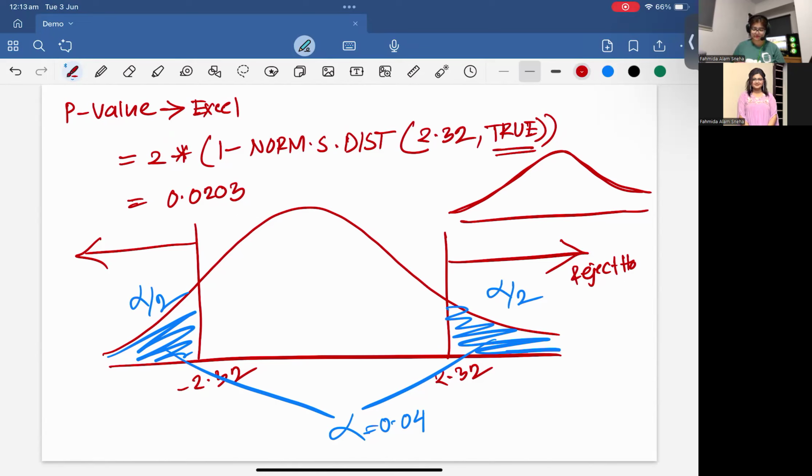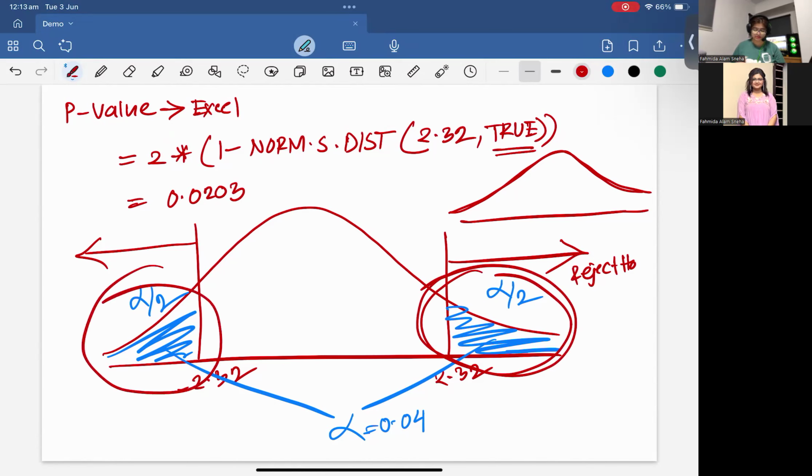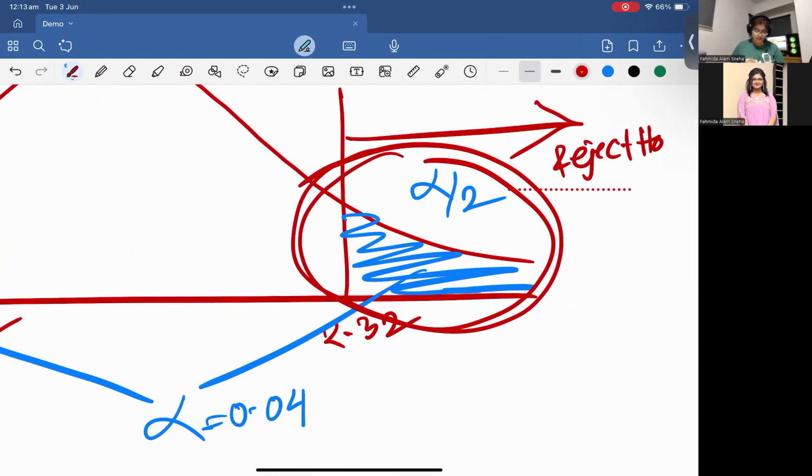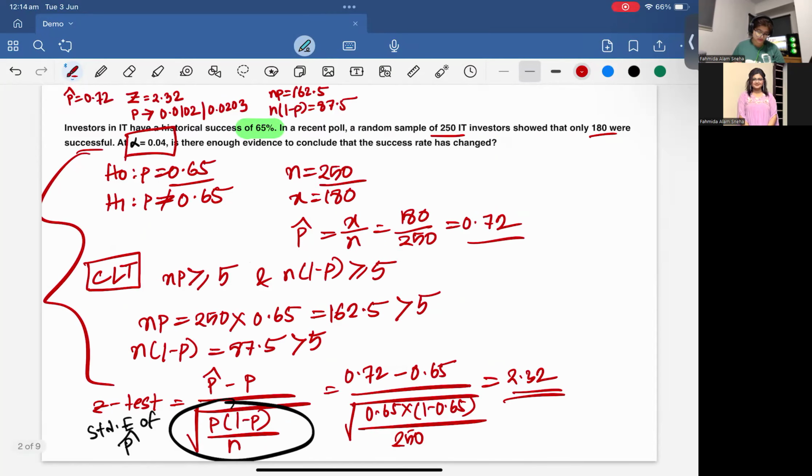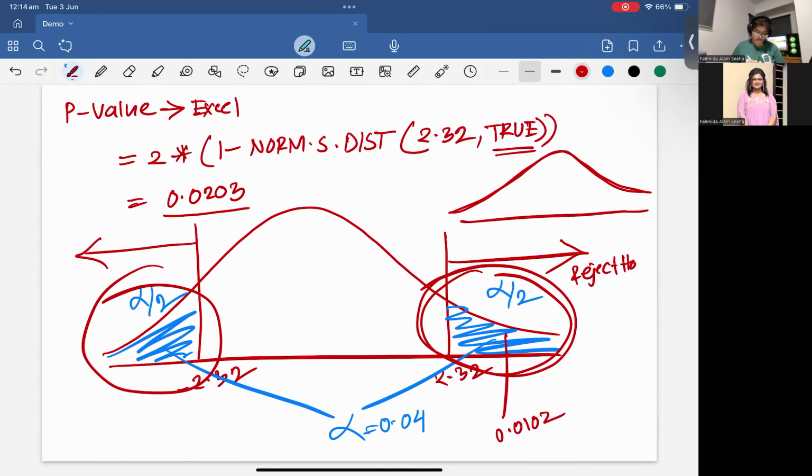Then the p-value belongs within these two regions, right? So now the p-value is 0.0203. So for this region, the p-value will be 0.0102, and this region, the p-value will be 0.0102. We can also find this by dividing this value by 2. But since it's a two-tailed test, we have to use 0.0203 to determine if we have to reject or not.